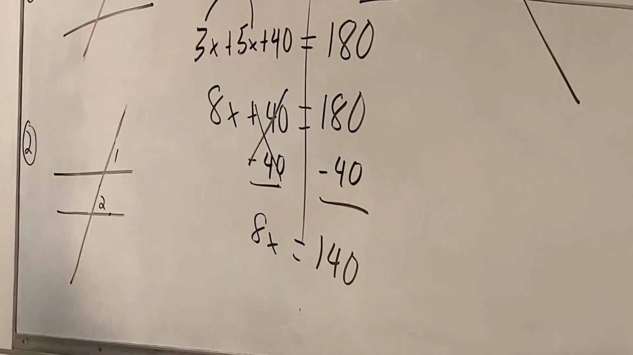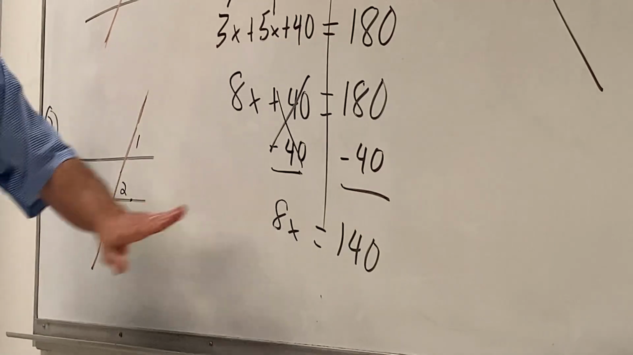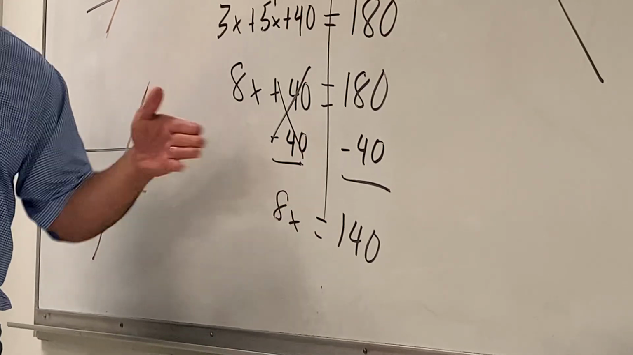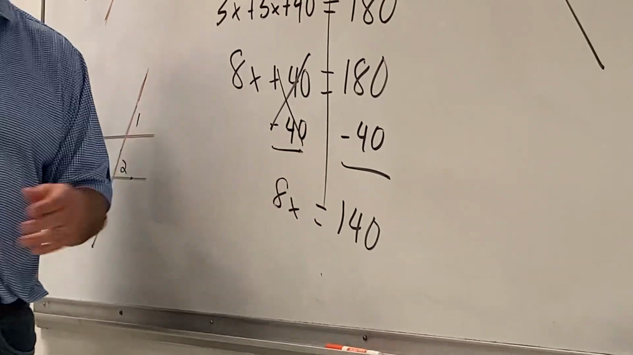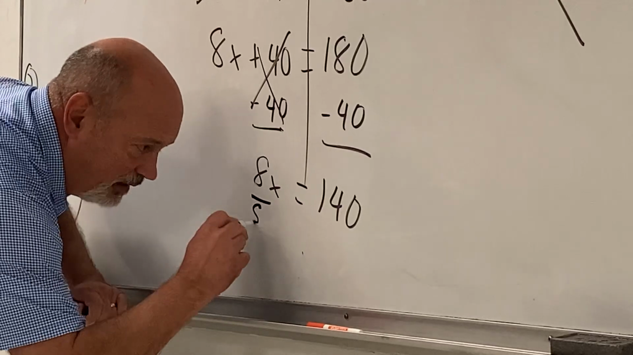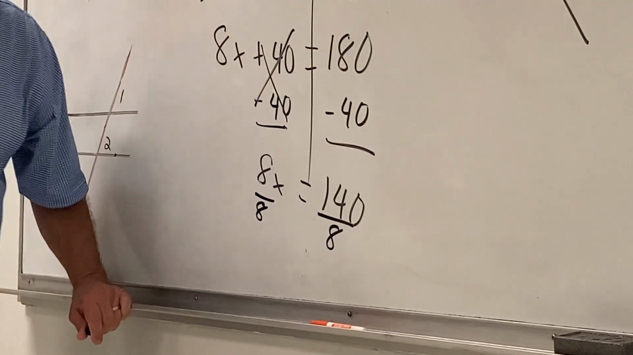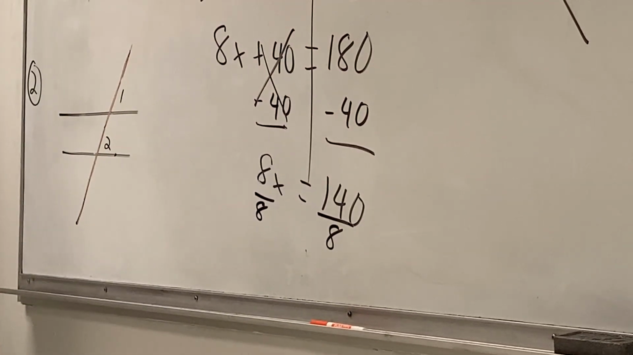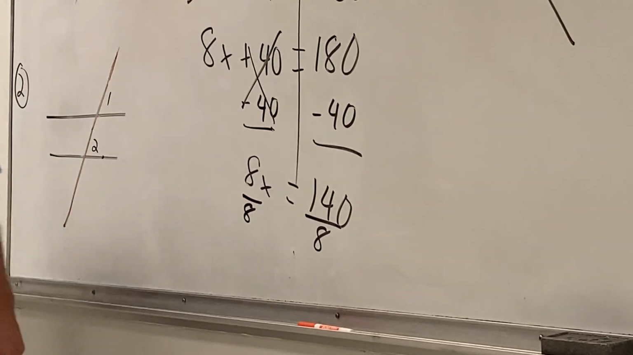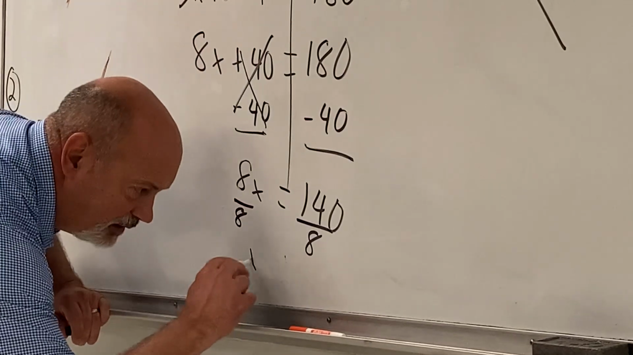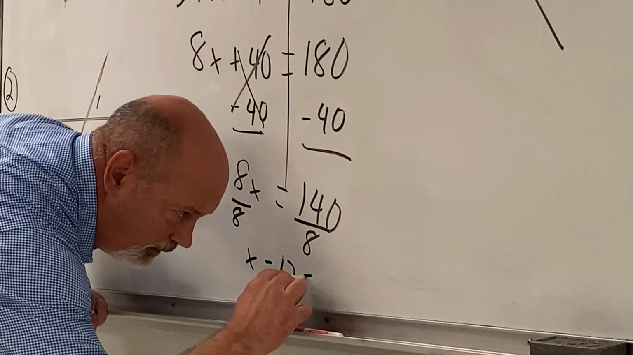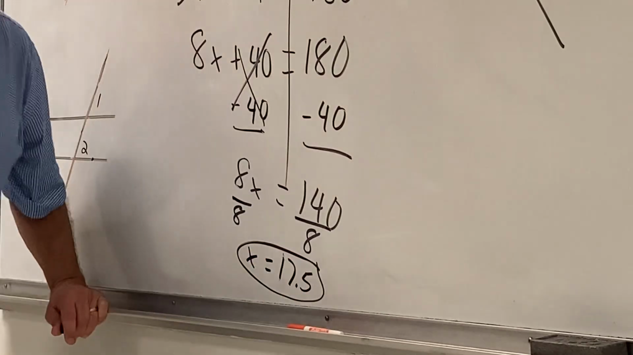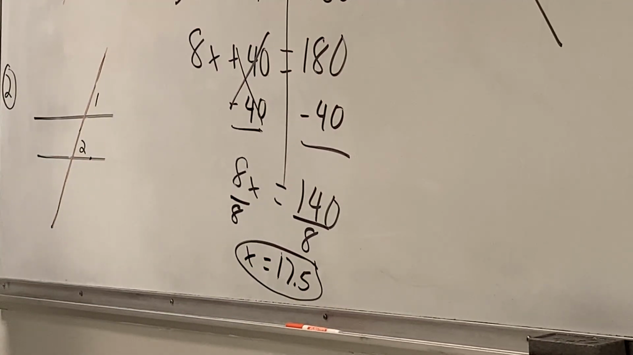Now we can get rid of the 8. How do I get rid of the 8? It is multiplying. 8 times x, so what's the opposite of multiplying? You would divide by 8. Calculator time. What is 140 divided by 8? 17.5. Oh, it's a decimal. That's okay. So, do y'all agree that x equals 17.5?